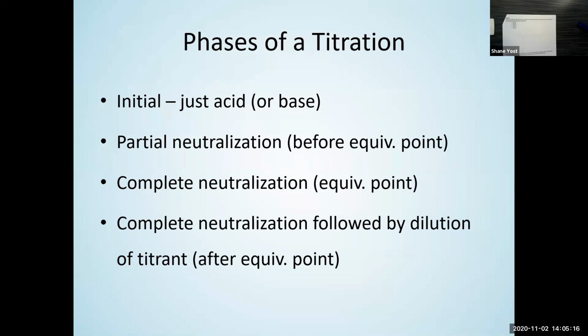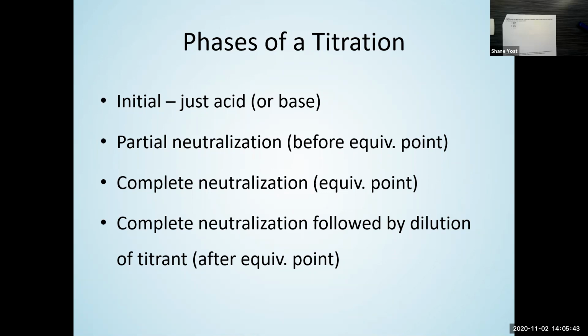Then we have some partial neutralization where, let's say we start with an acid, we're going to add some amount of a base to that solution, and that's going to partially neutralize that acid, because the acid and base will react together to form a salt in the water. So that will be some partial neutralization. Then we get to the equivalence point, which is when I have complete neutralization of the acid, where I've added equal amounts of the acid and the base in solution.